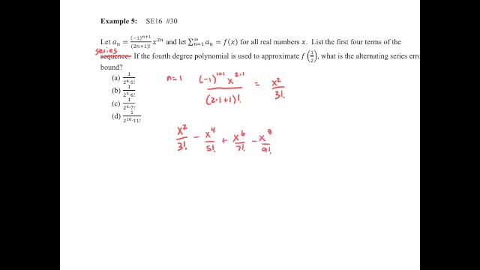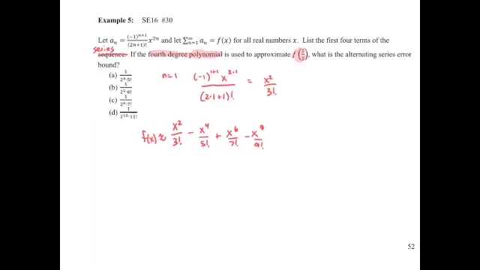Okay, so here we have our remaining terms. We have all 4 of the terms, and keep in mind that this is approximately f of x. So remember, f of x would be, if I was to continue this forever, the function that we're defining here, this infinite series that we're looking at, okay? So it says if the 4th degree, and this is really important, the 4th degree polynomial is used to approximate f of 1/2, what is the alternating series error bound?